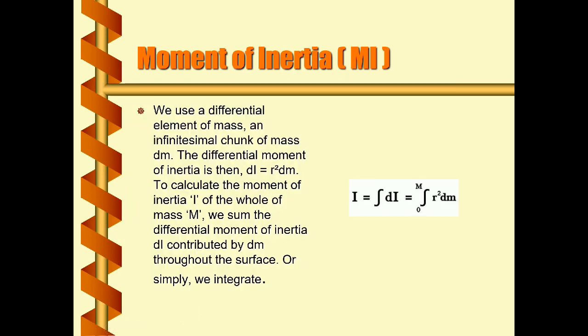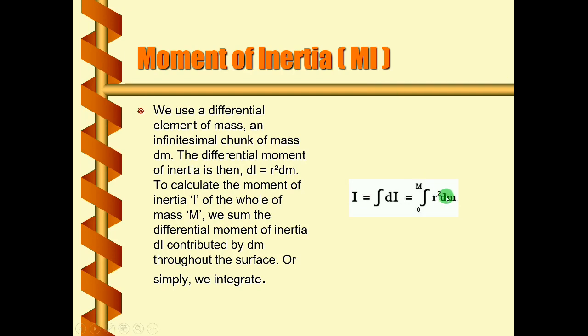Similarly, consider a continuous distribution of particles. Before, we considered particle-wise distribution, which was a discrete distribution. When we consider a continuous distribution, the body is made up of a number of elements. All the elements have mass dm and the distance of an element from the axis of rotation is r. In that case, the moment of inertia can be defined in terms of an integral. So I equals the integral of r square dm.